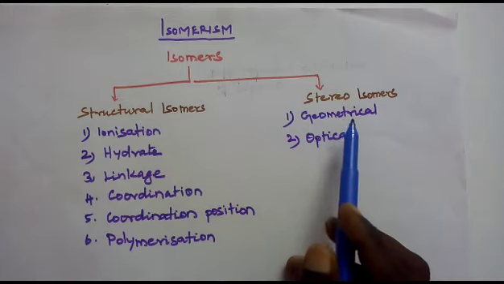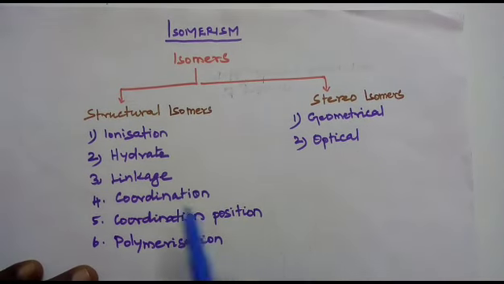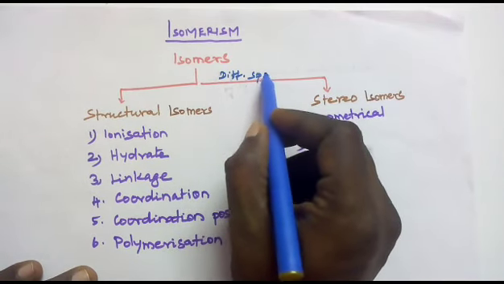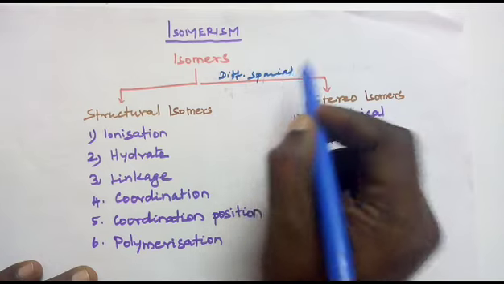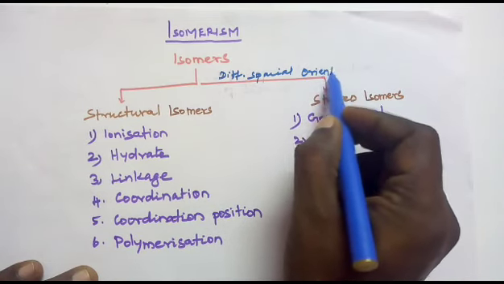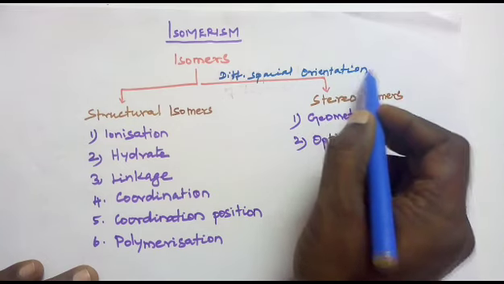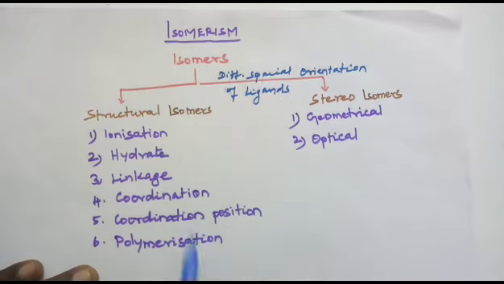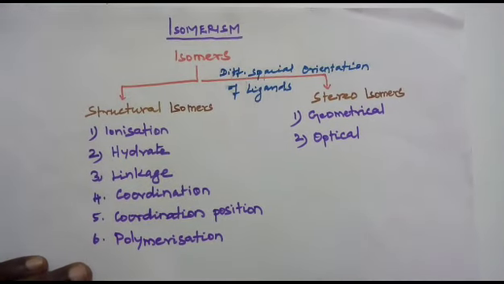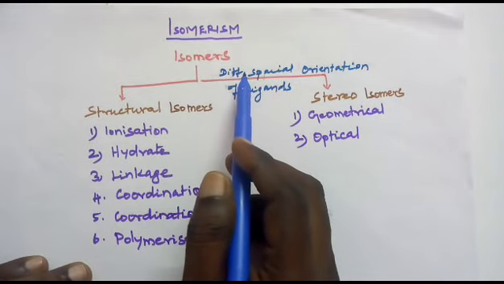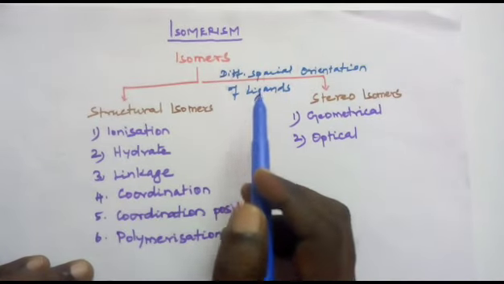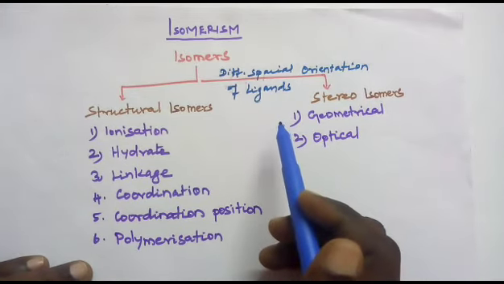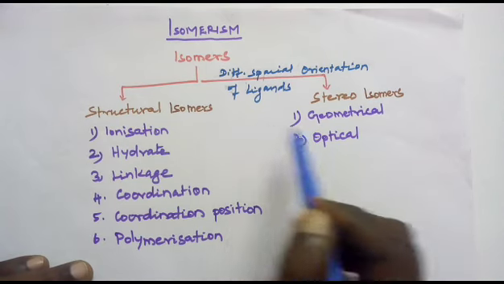But in the stereoisomers, if there is a difference in spatial orientation of ligands, then they can be called stereoisomers. Here in stereoisomers, molecular formula is the same, structure is also the same. The only difference is the spatial orientation of ligands. If the orientation of ligands in space varies, they are stereoisomers.